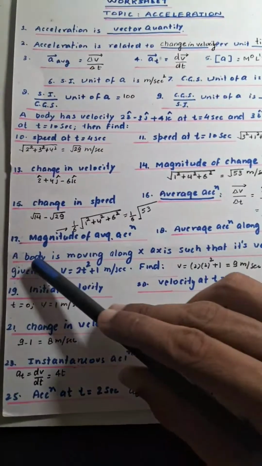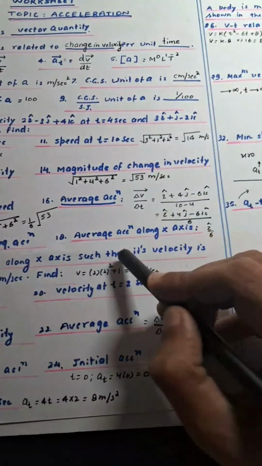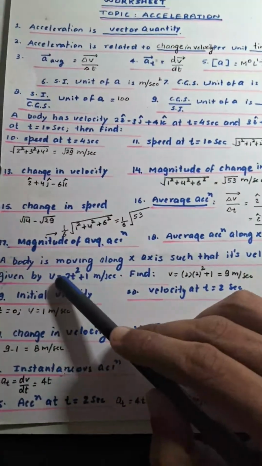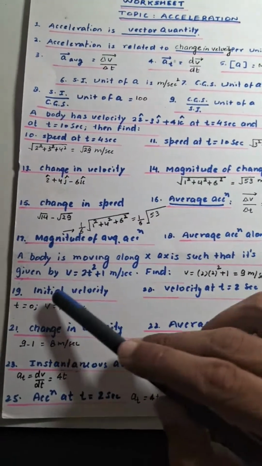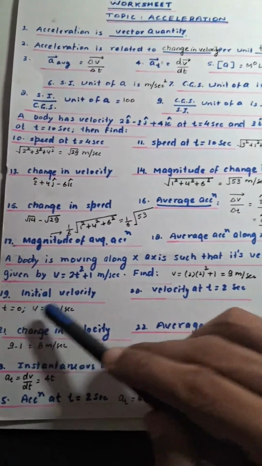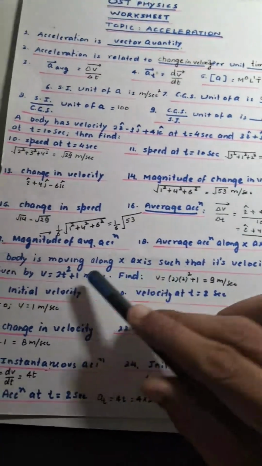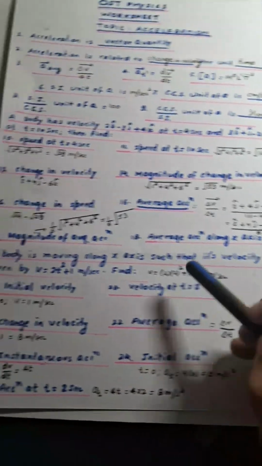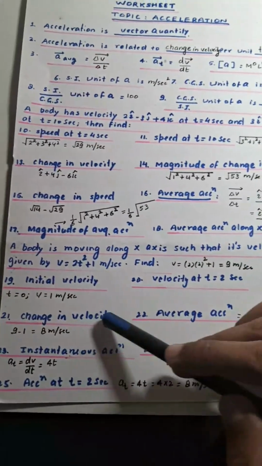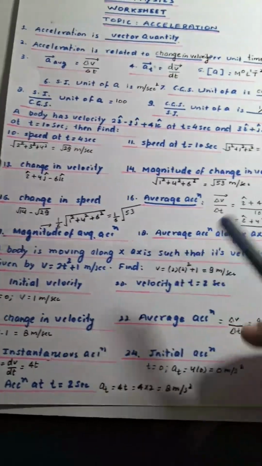Now there is another problem: a body is moving along x-axis such that velocity is given by v is equal to 2t square plus 1. We need to find first the initial velocity. So substitute t is equal to 0, we have v is equal to 1. Then velocity at t is equal to 2. So substitute t is equal to 2, we have v is equal to 9. Then change in velocity, subtract the velocities, we have 9 minus 1, which is 8 meter per second.